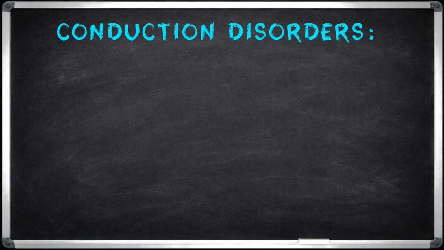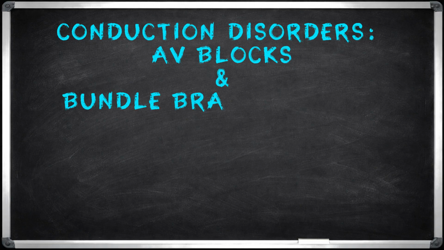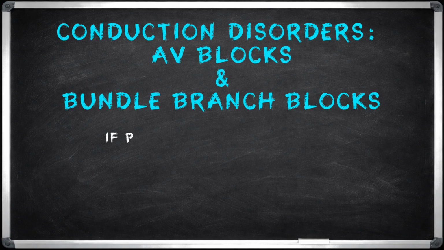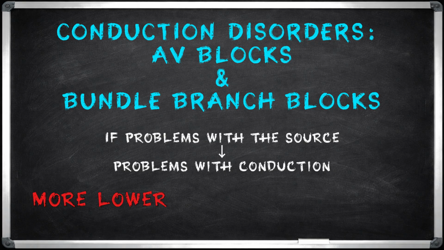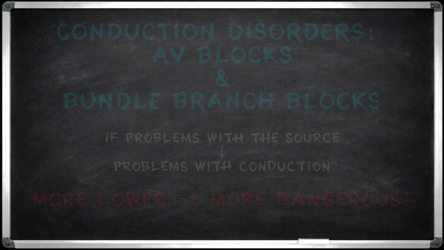Alright, let's discuss conduction disorders, which are AV blocks and bundle branch blocks. It is a critically important topic. If dysrhythmias are problems with the source of the impulse, blocks are problems with its conduction. The road is there, but it is clogged or completely blocked. And the number one rule you must take from this lesson is this: the danger of a block depends on how low it goes. The lower it is, the more dangerous. Let's break it down step by step.